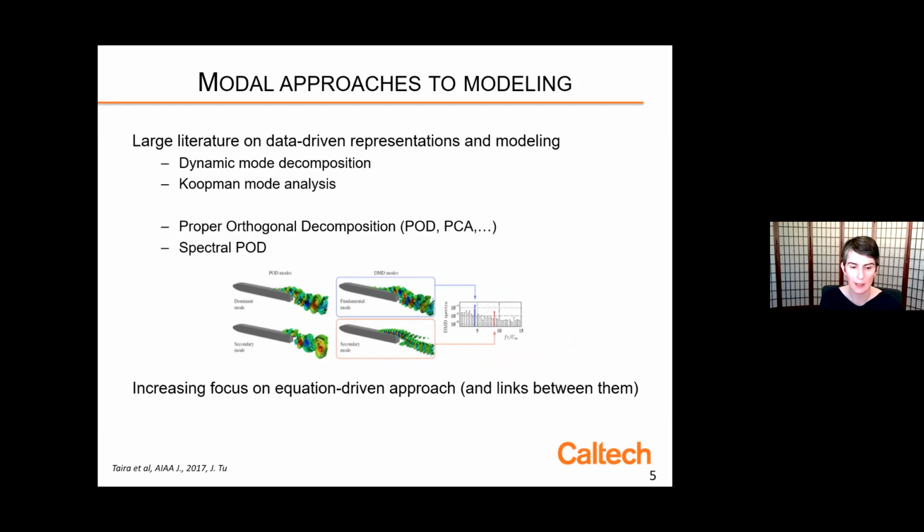So here's a little comparison of POD modes on the left. This is flow over this particular body that you see here with this shape in gray. So here are the dominant and the secondary modes from POD and also from DMD. So there are some similarities and some differences. There's an increasing focus, and that's what I'm going to draw on here, on equation-driven approaches. And obviously a question there is, what are the links between the equation-driven and the data-driven models? And we'll come back to that. I'll just say that a summary of these techniques as applied to fluids was given recently by Taira et al., a review paper from 2017 in AIAA Journal.